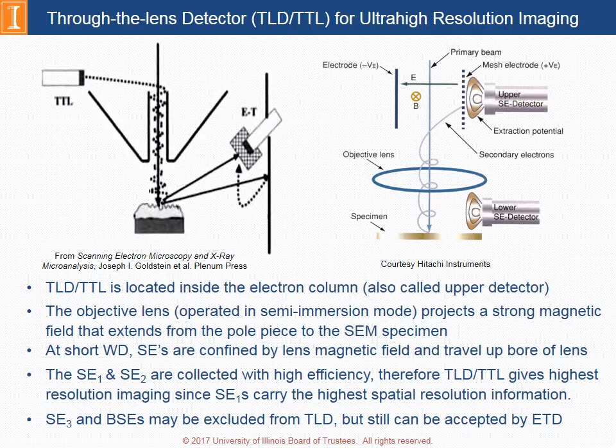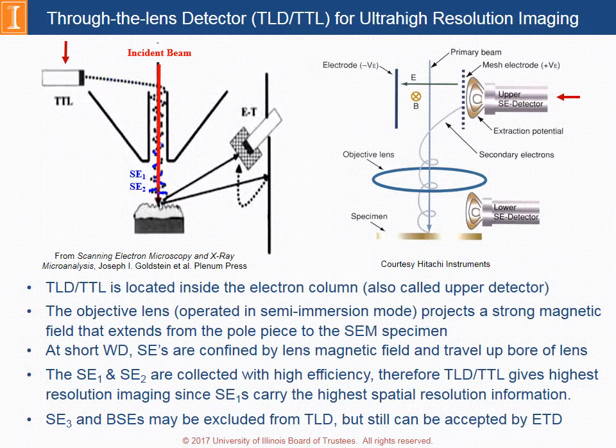Modern SEMs also use through-the-lens detectors, which are sometimes also called immersion lens detectors or upper detectors, like in our two Hitachi SEMs. Unlike ET detectors, this type of detector is located inside the electron column, inside the objective lens. This type of detector is often used in so-called immersion mode, where the objective lens projects a very strong magnetic field on the sample.